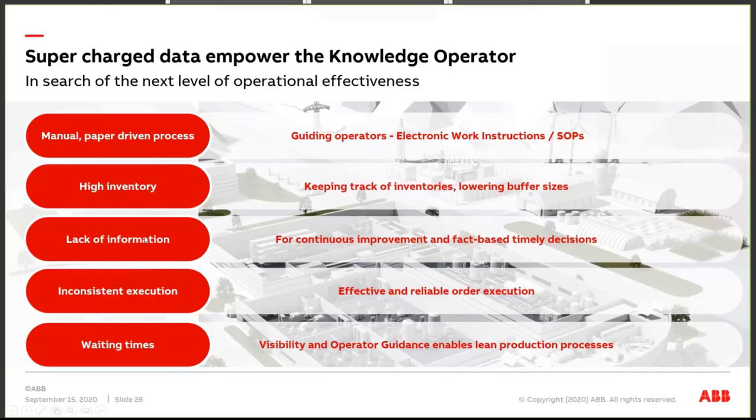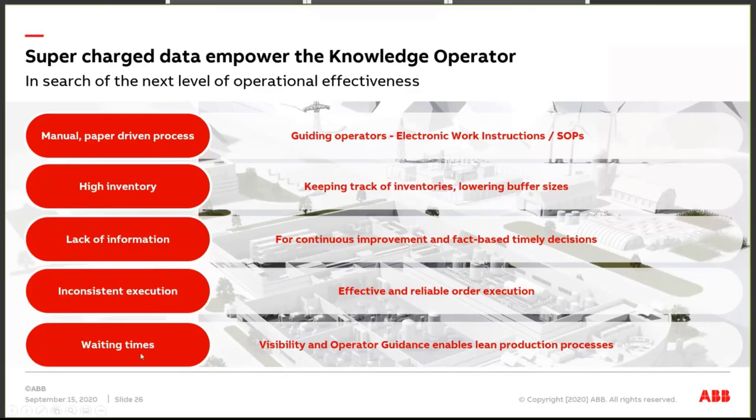We want to make sure that we have the information that is required for timely decisions. We see examples in processes where we have to have some approval of batches, and this is something that increases the lead times. If we can speed up these decisions, that makes our process faster, and we can capture what we sell faster. And then we want to have effective and reliable order execution. That means that we want to have it executed in the same way every time, independent of who is working on the process. We want it streamlined to work in the same way.